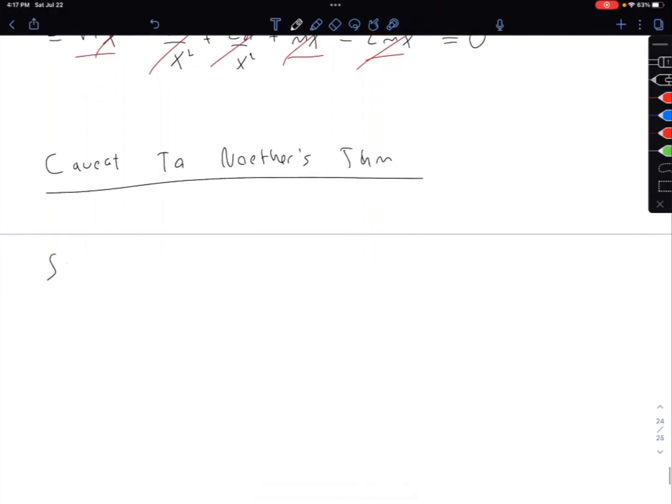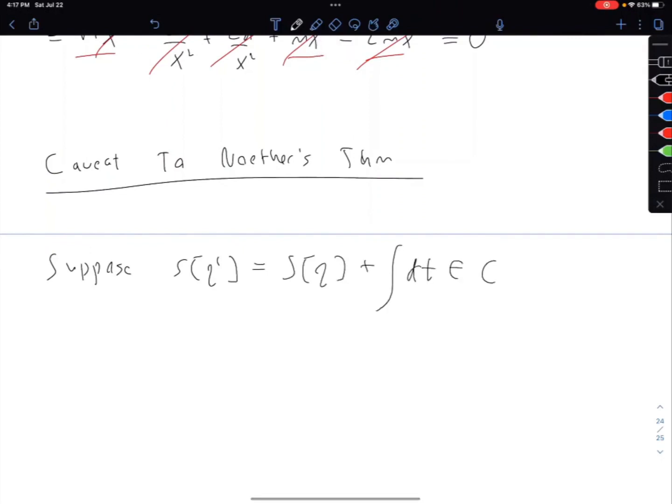And that's that. Suppose we don't have a symmetry. We have S of Q prime is equal to S of Q plus the integral of dt epsilon times something which is a total derivative, which I'll call C dot. Okay.